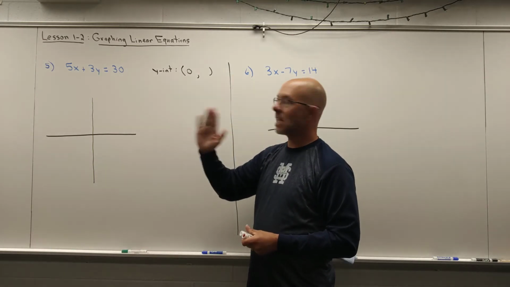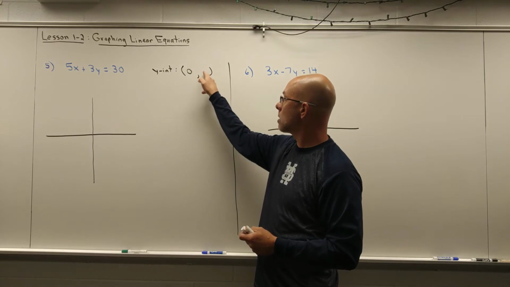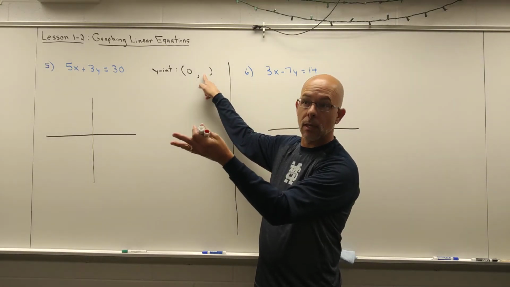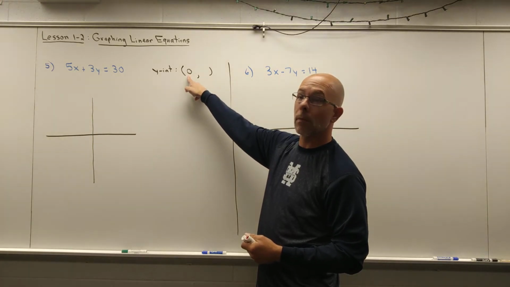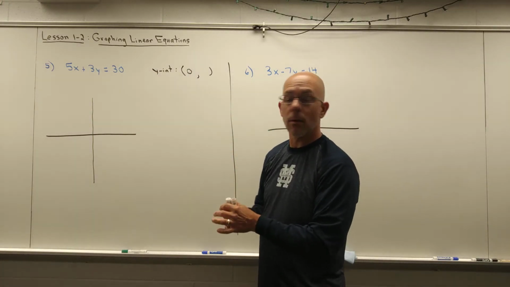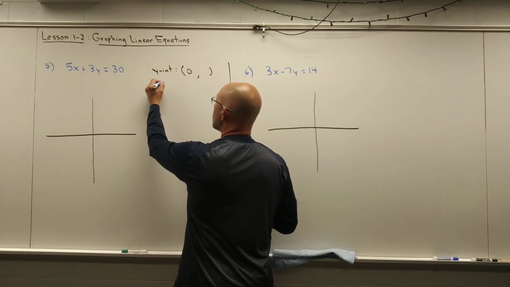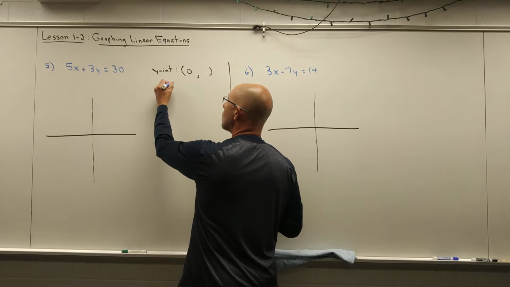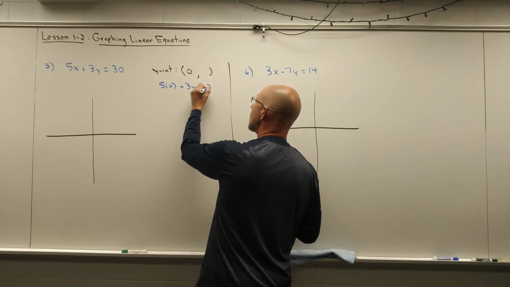This time we have to physically do the work. If I want to know where it hits the y, so you notice I left the y empty, I force the x to be 0. And I'm going to plug that into that equation. So that would look like this, people. It would look like this: 5 times 0 in for x plus 3y equals 30.